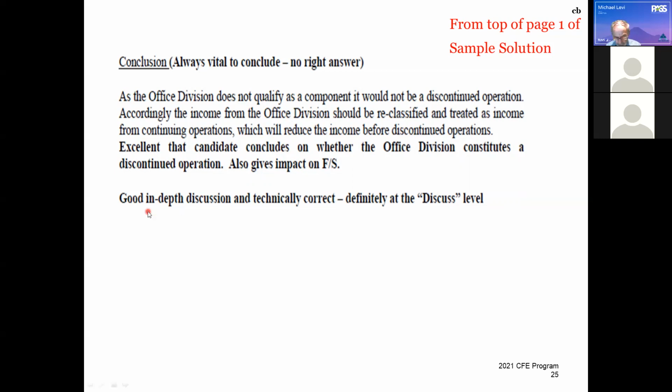So at the end of the day, these are my comments. I said good in-depth discussion, technically correct. If this is not at the discuss level, I frankly don't know what is.